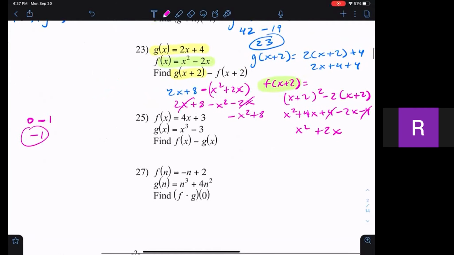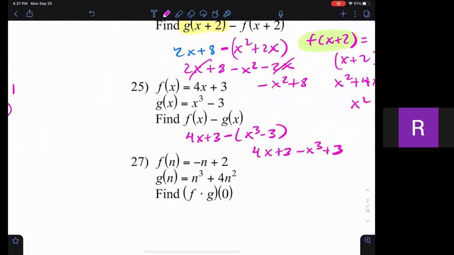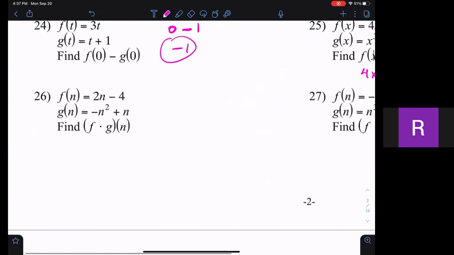Next, f of x is 4x plus 3 minus g of x is x cubed minus 3. So this is going to be 4x plus 3 minus x cubed plus 3. So this is going to be negative x cubed plus 4x plus 6. Okay, just fix it in descending order. Next. Okay.